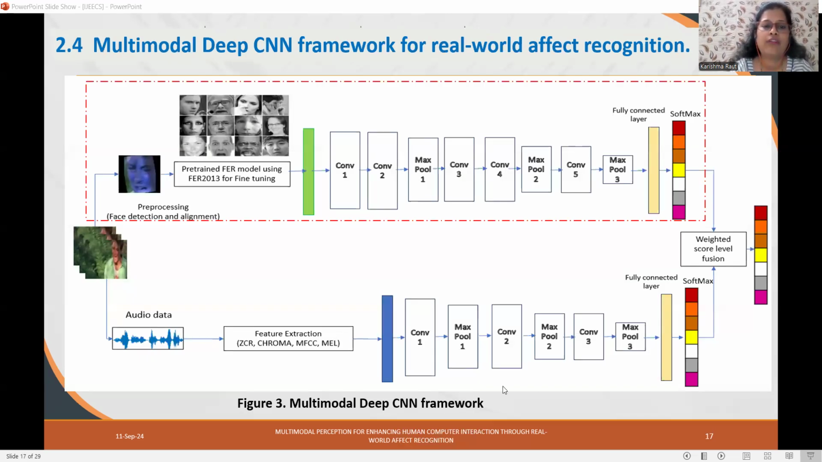The multimodal framework shown in the figure comprises visual data classification with a deep CNN using the Facial Emotion Recognizer pre-trained model and audio data classification using a CNN model trained on basic audio features. The results obtained from the visual modality and audio modality can be analyzed separately to observe the contribution of each and can be fused together for enhancing affect recognition.